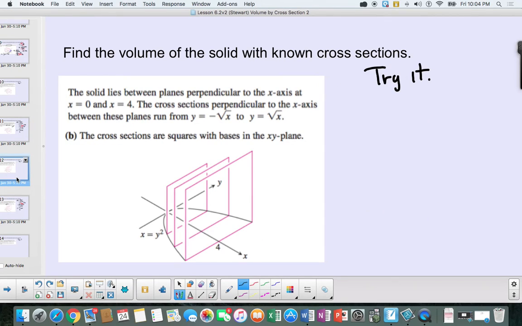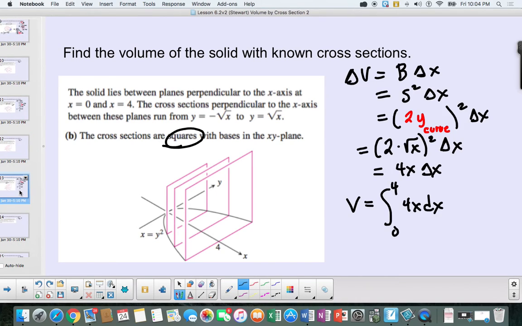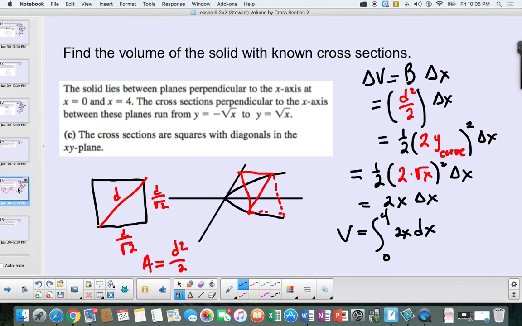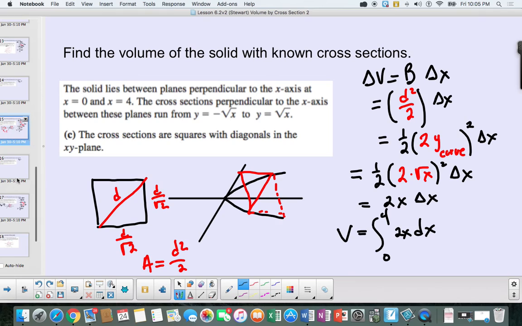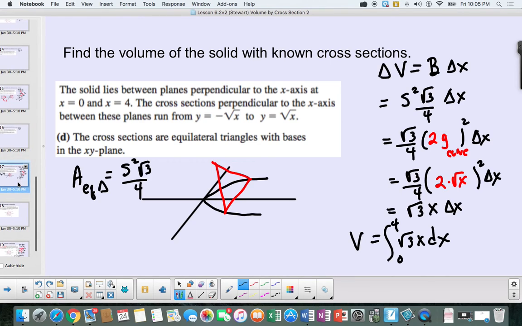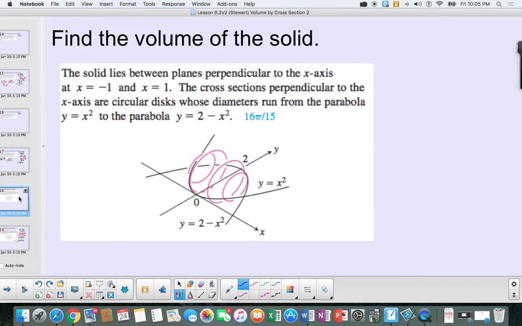Here's your next try it. Stop the screencast, see if you agree. Here's your next problem. Stop the screencast, see if you agree. Here's your next one. Stop the screencast, see if you agree. Here's your last one. Stop the screencast and see if you agree.